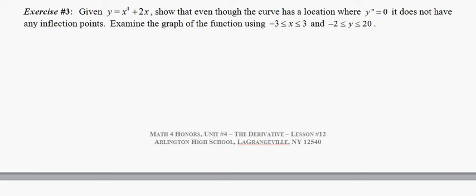In exercise 3, it says, given that y equals x to the 4th plus 2x, show that even though the curve has a location where y double prime equals 0, it does not have any inflection points, and then we want to take a look at the graph again. Pause the video and maybe think about this for up to 5 minutes. Try to find the second derivative, think about why it's got a place where y double prime is 0, but it doesn't actually have an inflection point there. Pause the video now and work on this problem.